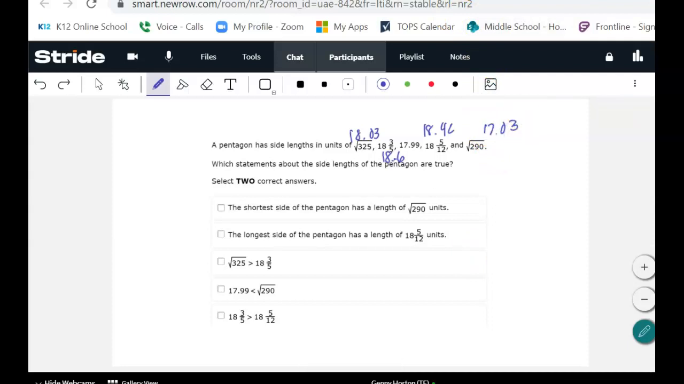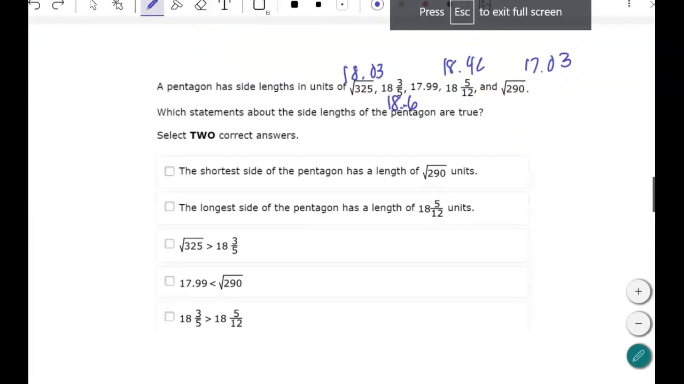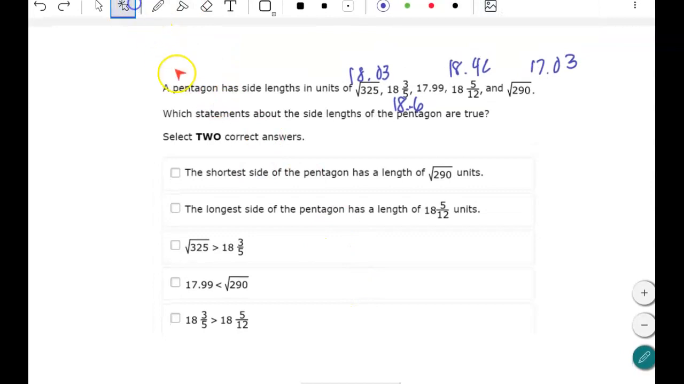All right, let me make my screen a little bigger again. Okay, here we go. We're looking at our numbers here. It says select two correct answers. The shortest one has a length of square root of 290. These are all 18 point something, this one's 17.99, and this is 17.03. That is the shortest, so that is correct.